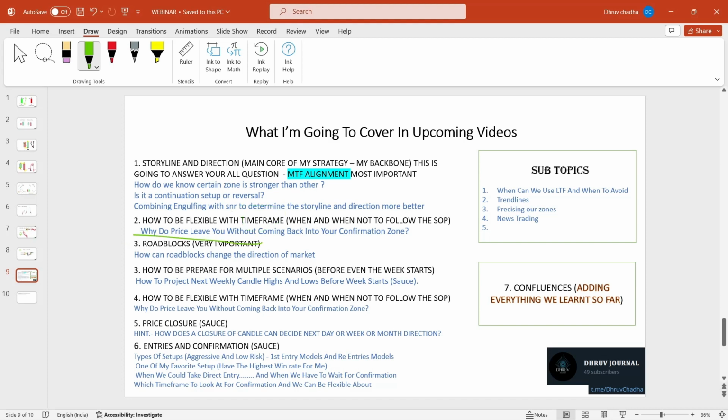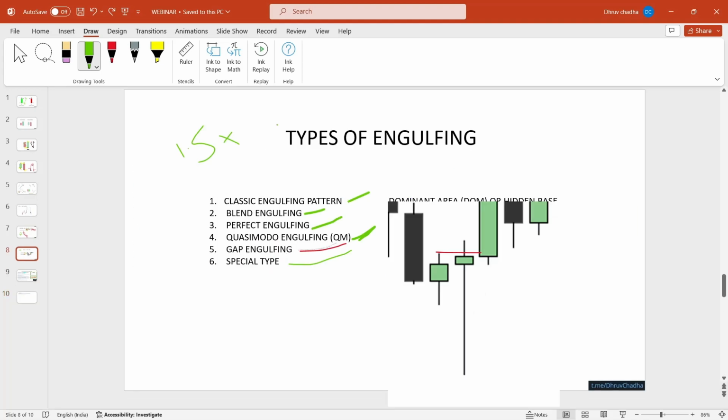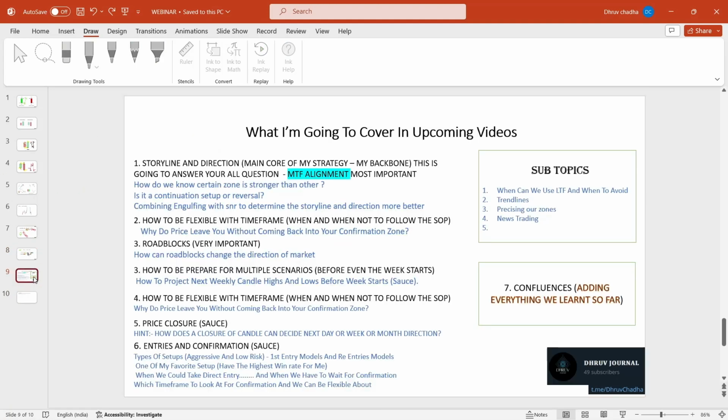Roadblocks. This is very important too. How could roadblocks change the direction of the market? I know you all have learned that if there is a daily to daily, price will eventually go to the daily, right? If price has reacted from a certain level of daily, it will eventually go to the next daily area. But if you have actually traded a little bit on the live market, you would have experienced that it is not always the case. You won't see that happening most of the time. I will talk about this thing also. Why does that happen? Okay.